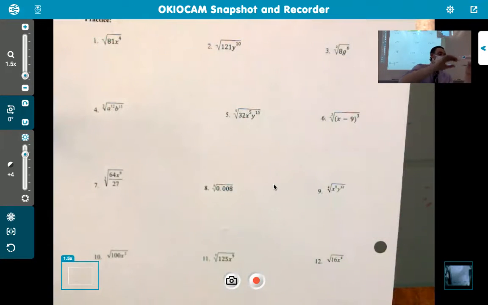So this group of 4, just work on numbers 1, 2, and 3. All right, so this group of 4 is responsible for 1, 2, and 3. This group of 4 on this side of the room, responsible for 4, 5, and 6.